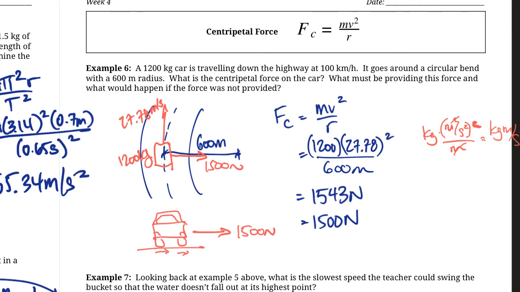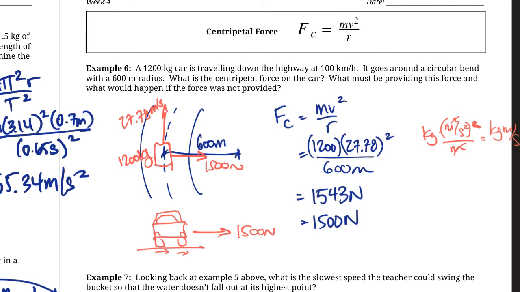What happens if this force were to all of a sudden disappear? What would happen to the car? If your car lost traction with the road? Well, it would stop going around that corner, right? It would continue going in a straight line. The friction on the road needs to be there at that force to allow it to continue to turn. If that disappeared, it would go in a straight line.